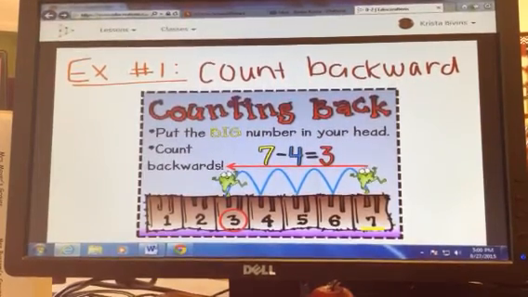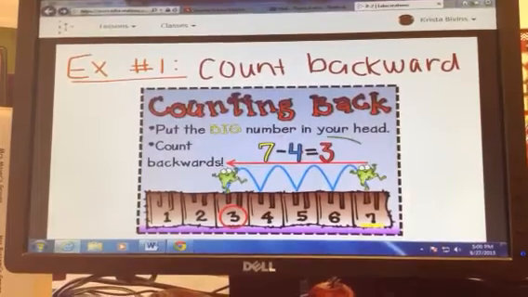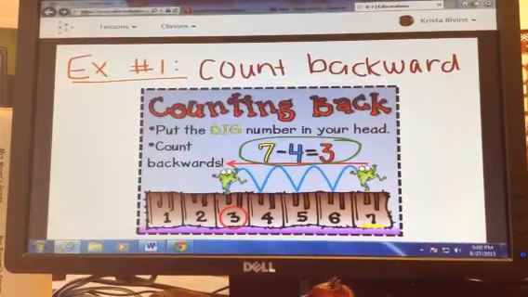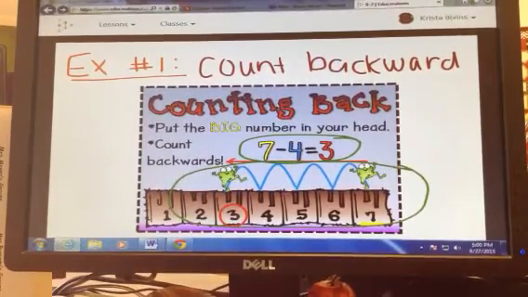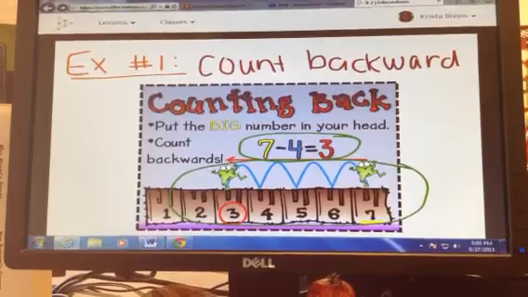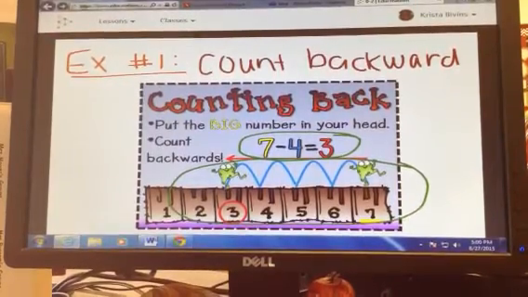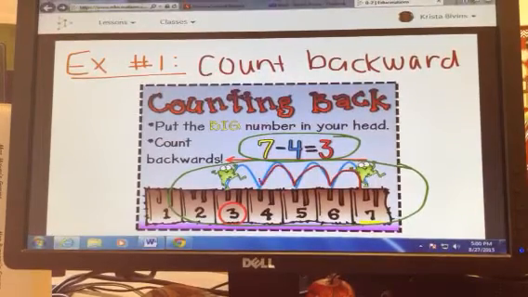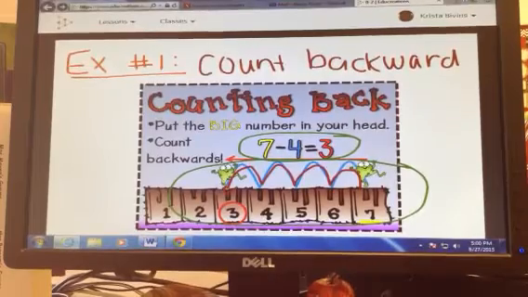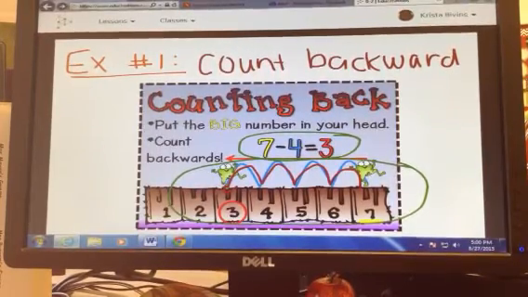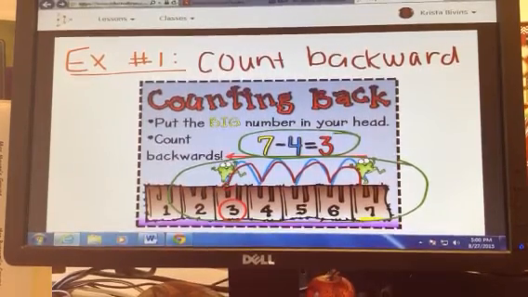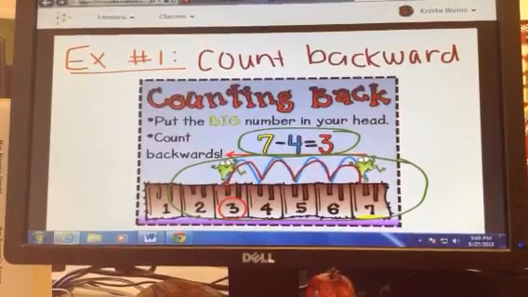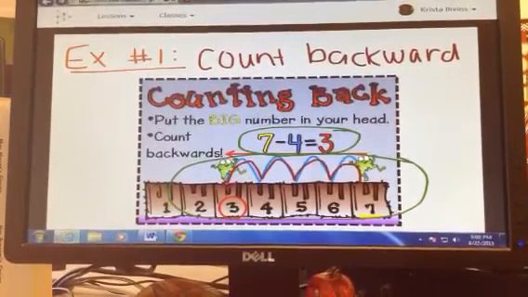Now, I did say you need to copy down everything I write for the examples. However, since I put a picture, I only need you to copy the problem, and then I would like for you to draw some type of number line like this. It doesn't have to be with the frogs, and it doesn't have to be that fancy, but some type of number line that shows going from 7, subtracting 4 to get to 3. So that is one way that we can subtract. Again, if you want to rewind the video to hear that again, feel free to do that, or pause if you need to copy.